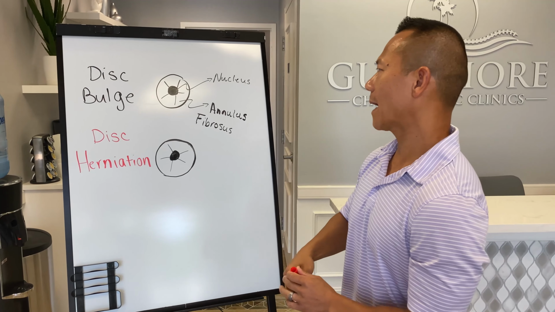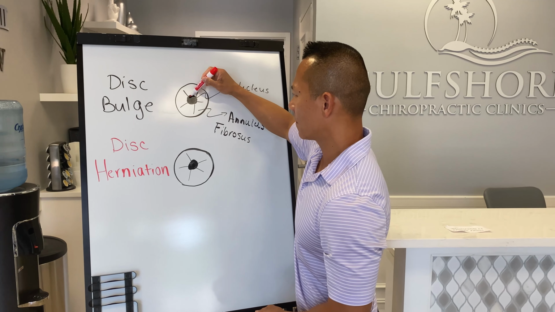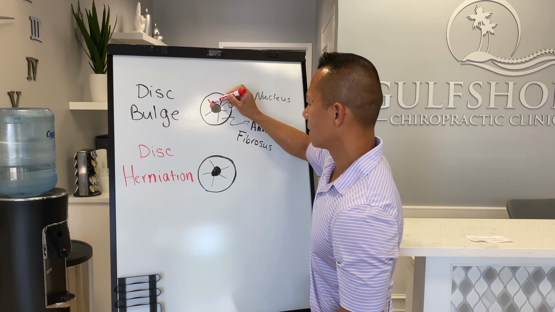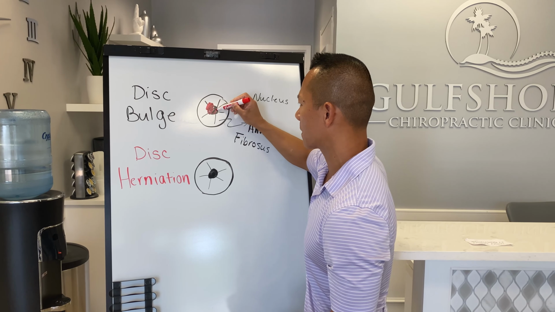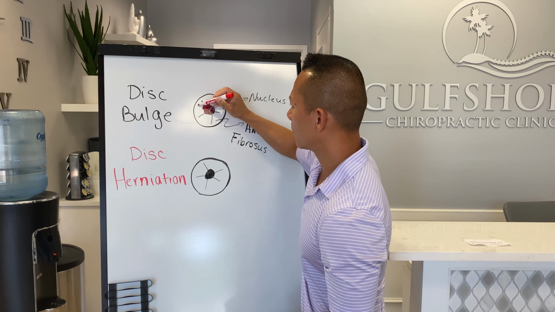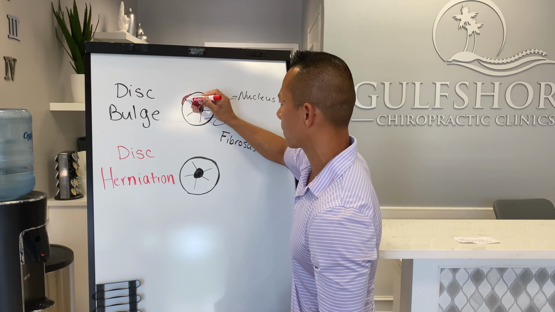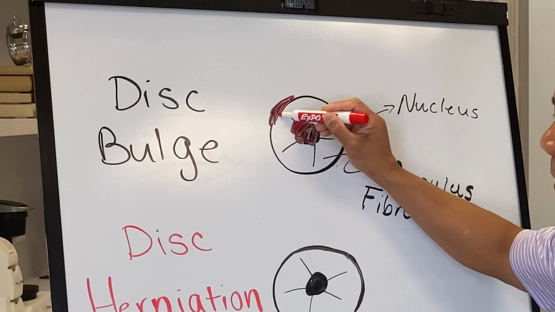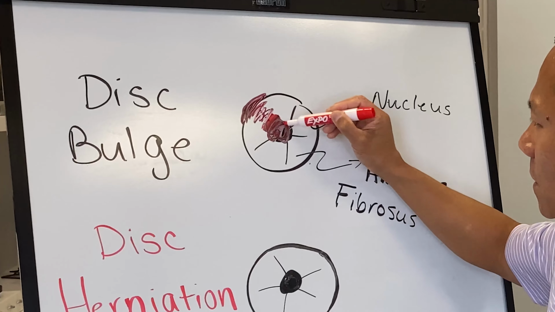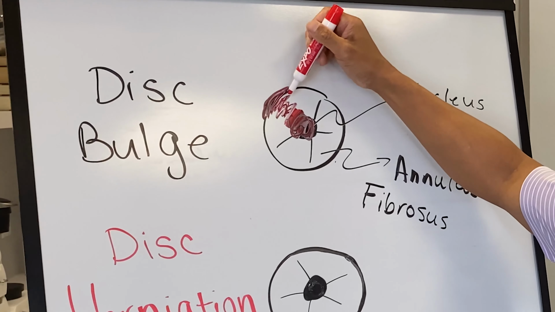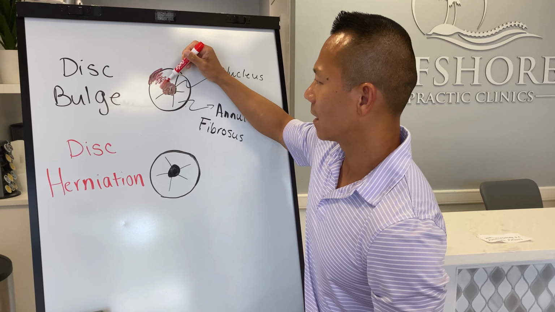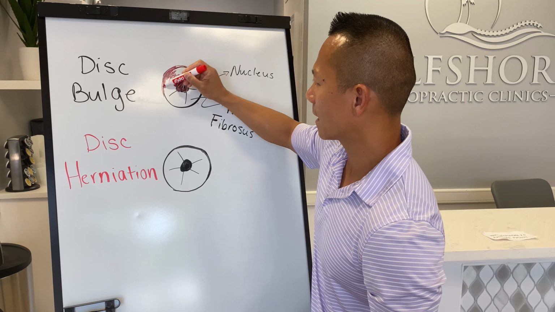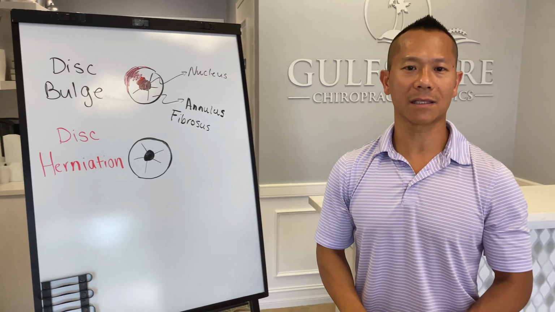So let's walk through it. On the disc bulge, the nucleus gets more pressure and pushes outward, and you might have a little more rise on the annulus, the outside portion of your disc. That's typically what we talk about with a disc bulge, where the nucleus has not come out of the annulus, but it pushes the outside of the disc and makes it a little bigger, okay? So that is called a disc bulge.